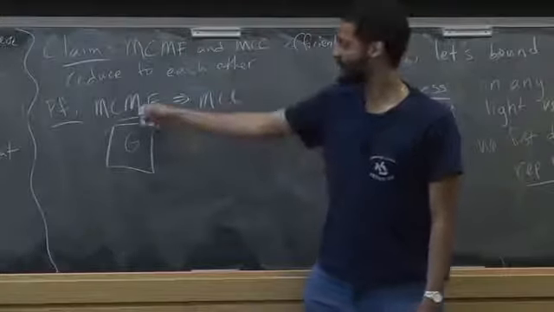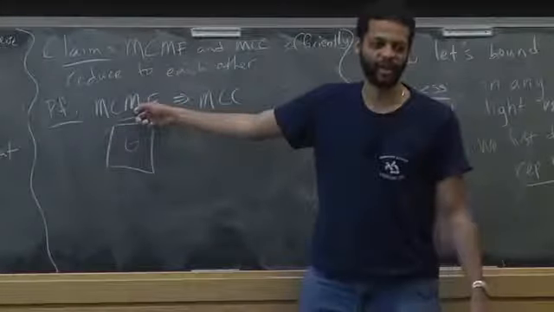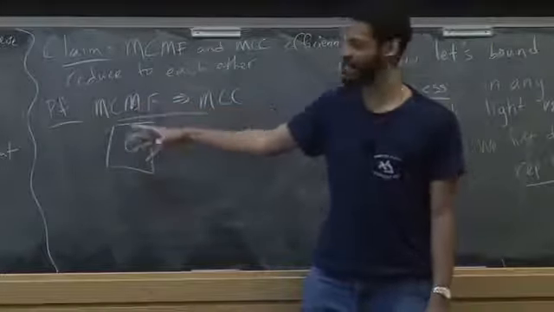First of all, this needs a source and a sink to call it a flow problem, right? The definition of the problem involves a source and a sink, S and T. There's no source and sink here, right? So what do you do?